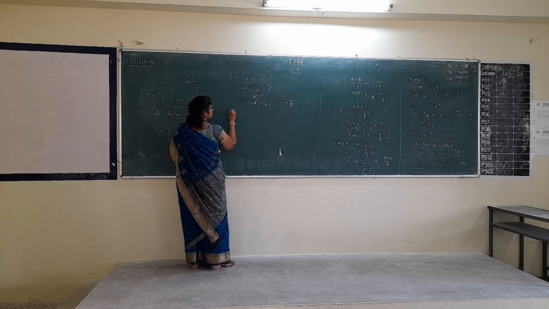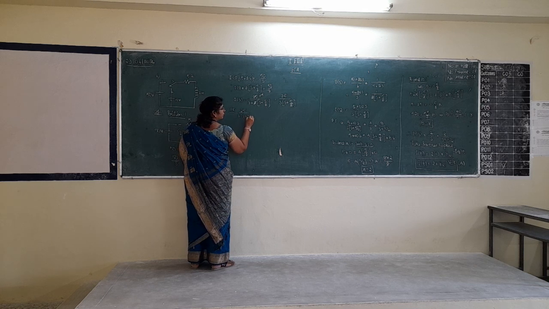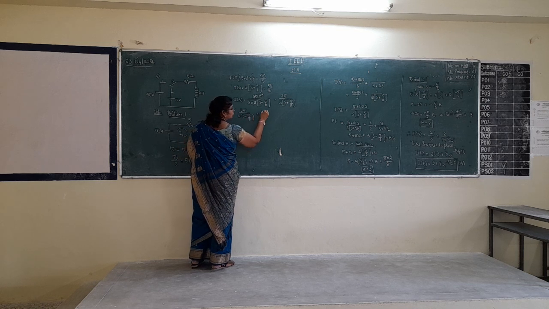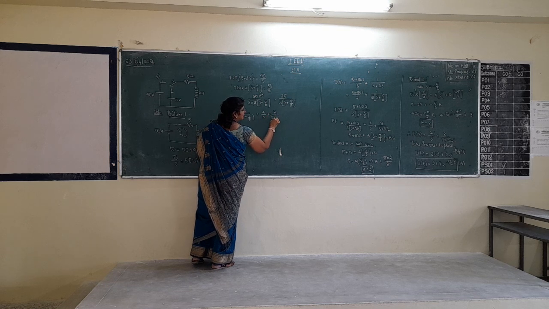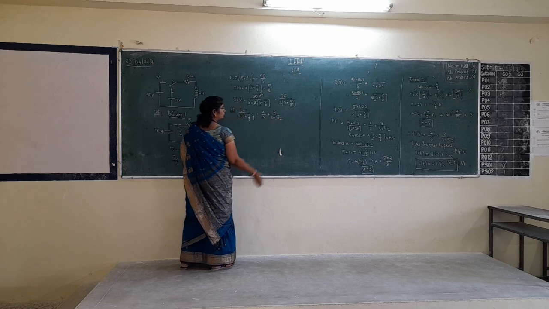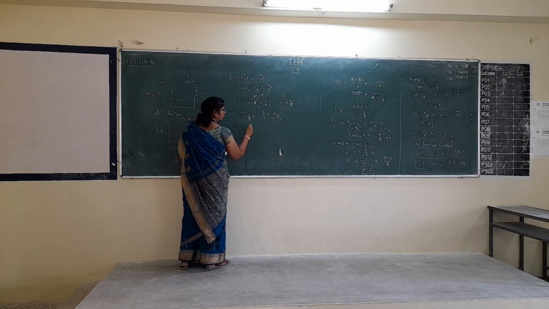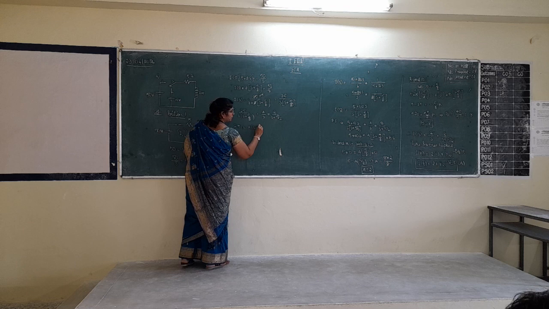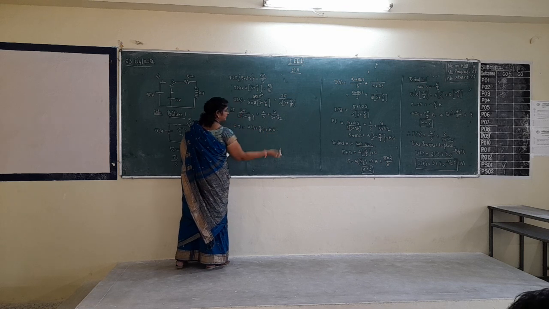Now again partial fraction. 25 divided by s into s plus 5 by 2 will be equal to a by s plus b by s plus 5 by 2. Therefore, 25 will be equal to a times of s plus 5 by 2 plus b times of s.